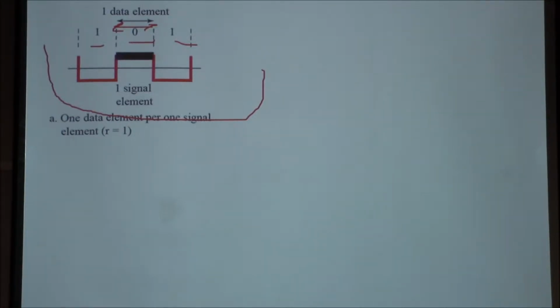Here, one data element, which is 0 or 1 in this case, is represented by only one signal element. This is the signal element, and this is the data element. How many signals do we need to represent this one? Only one, right? We need only one negative signal in order to represent it. So in this case, R equals 1. What is R? R is the number of data elements carried by each signal element. So the number of data elements carried by each signal element is 1. One over 1 is 1.